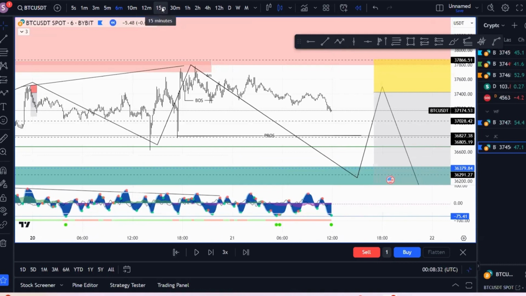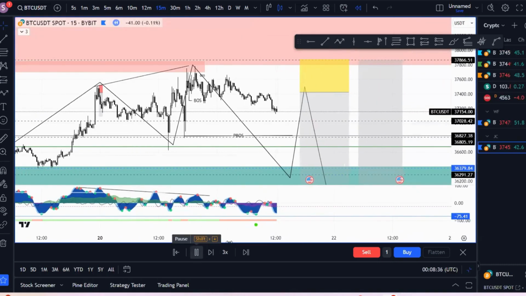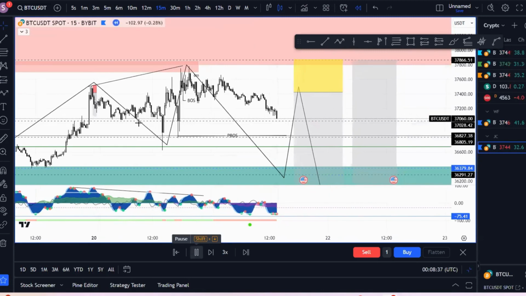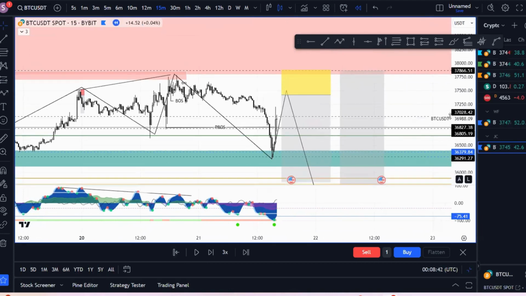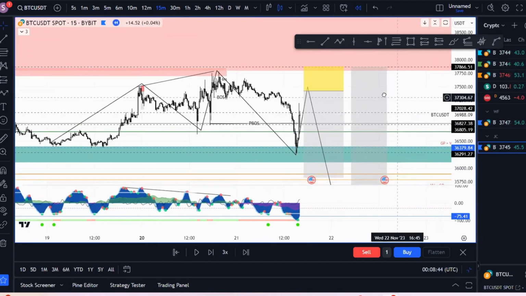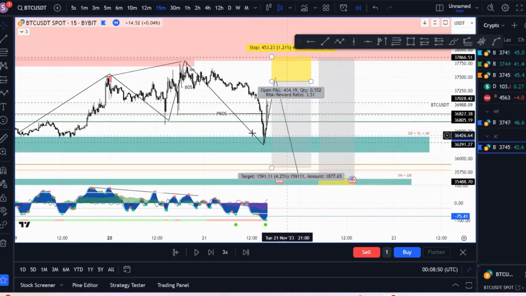Okay, we can see we've already had a 5-minute breaking structure. Let's see if we're going to take out this low, the 15-minute low, and bang, that's exactly what we do. So we take out the 15-minute low, and as we can see, we react perfectly off this POI.